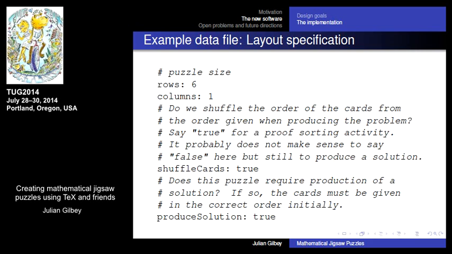Does this puzzle require production of a solution? Yes. This is a puzzle where they've got to sort things, and therefore there is a correct solution. But another example was, here are a bunch of statements, sort them into 3 groups: those which are always true, those which are sometimes true, those which are never true. There's no inherent order to the statements, therefore there's no point producing a solution. It wouldn't mean anything. So in that case, I'd say produce solution is false.